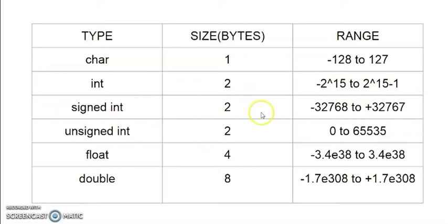Signed integer takes 2 bytes in the memory. Its range is -32768 to +32767. Unsigned integer takes 2 bytes in the memory. Its range is 0 to 65535. Now this 65535 comes when we double this value 32768. Its double is 65536, but when we double this, 0 is included twice. So we remove 1 and we get 65535.